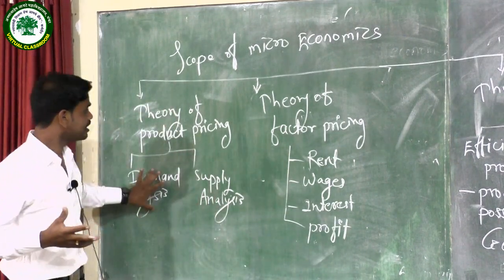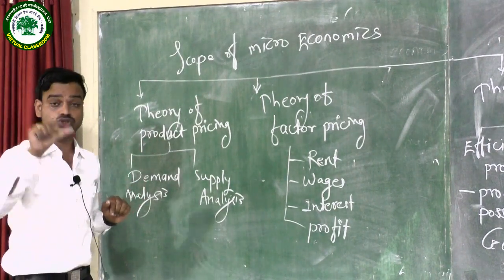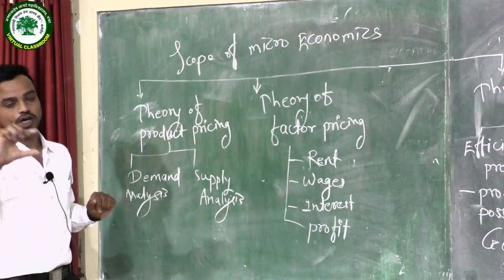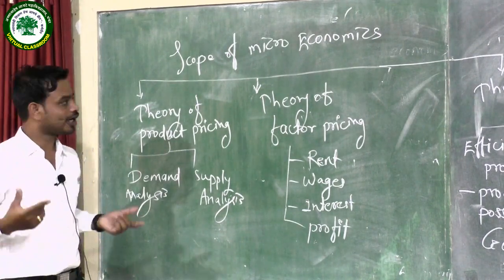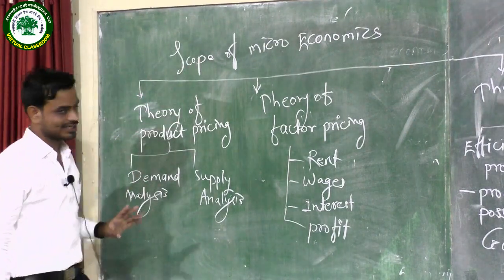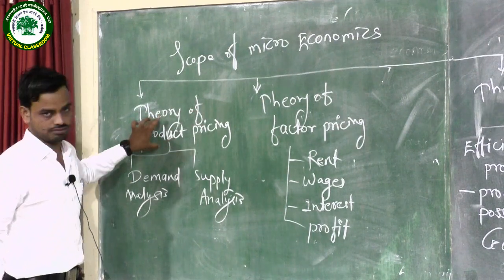So if we think about the scope of microeconomics, in microeconomics we should study the small parts of a production, or small parts of an article, or small parts of a commodity. So this is the first point, the scope of microeconomics. The first point is the theory of product pricing, meaning product, any element.